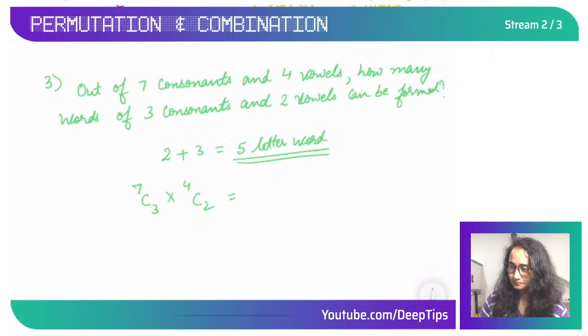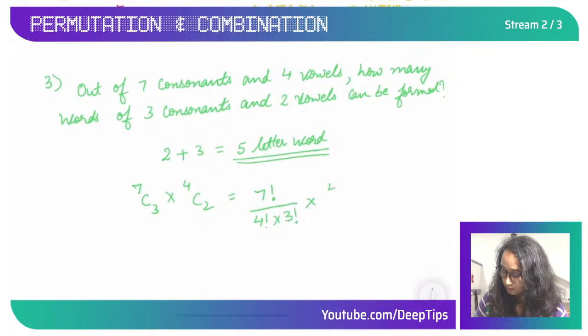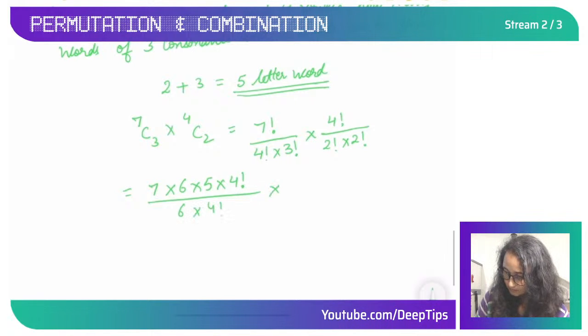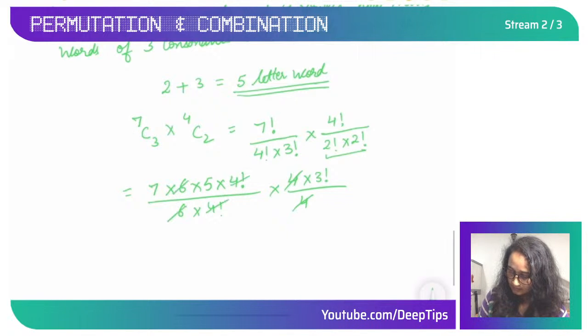Okay, so this is 7C3. How do we solve this? 7 factorial upon (7 minus 3) is 4 factorial into 3 factorial, then into 4 factorial upon 2 factorial into 2 factorial. So everyone, let's solve this. 7 into 6 into 5 into 4 factorial, because I know 3 factorial is 6, 3 into 2 into 4 factorial, and this is 4 into 3 factorial I'll write, because I know 2 factorial into 2 factorial gives me 4. This 6 gets cancelled, this gets cancelled.